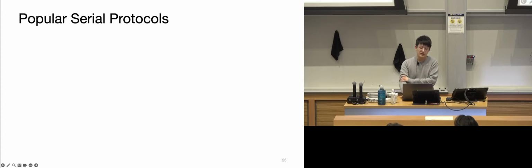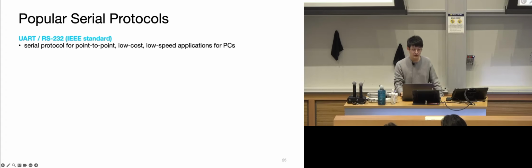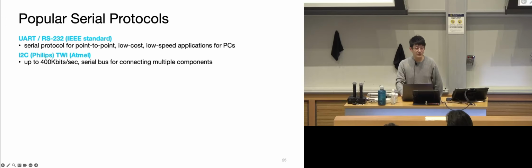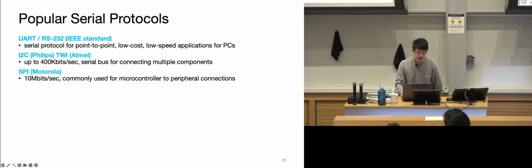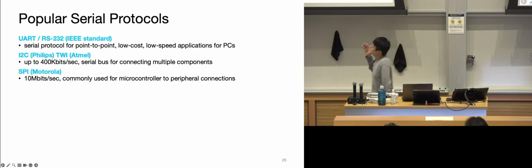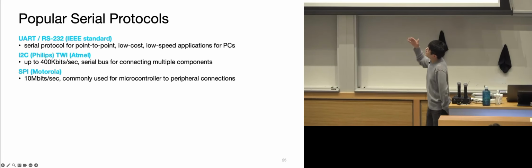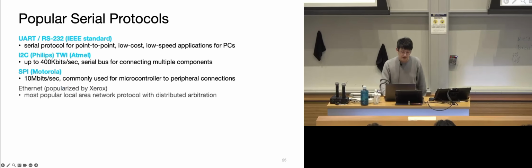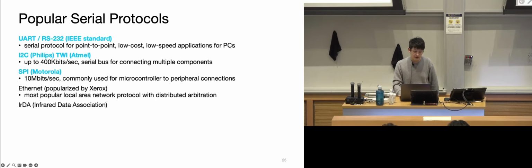Here are some popular serial protocols. The UART, which is going to be the first one that we talk about today. And then we have the I2C, depending on how you pronounce it. It's developed by Philips. We have the SPI. It's developed by Motorola. They have different communication speeds you can go with. The SPI will be faster than I2C. And we also have Ethernet.